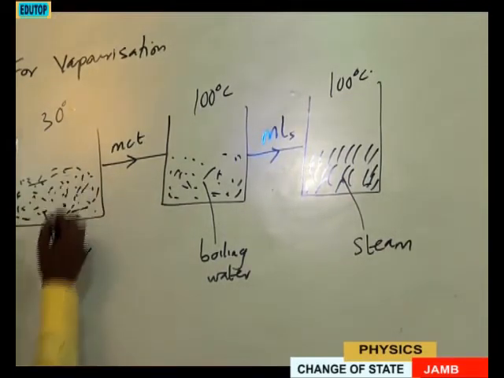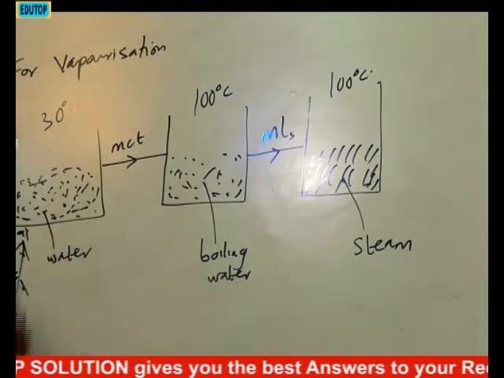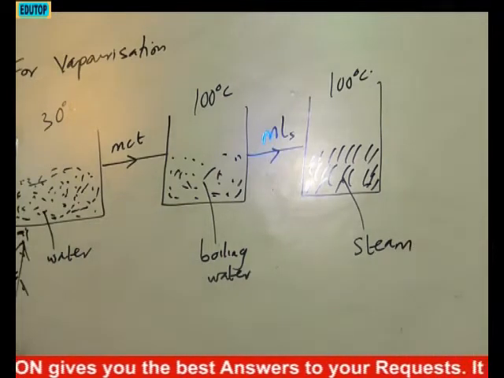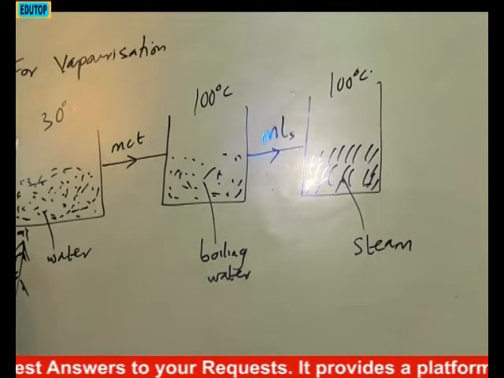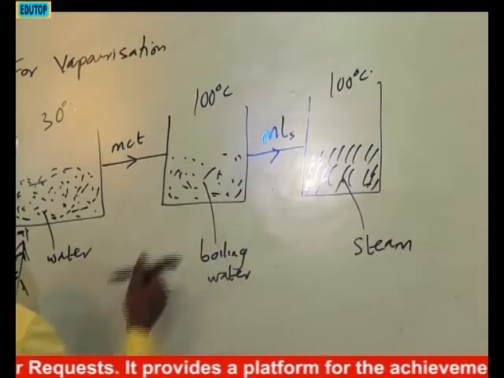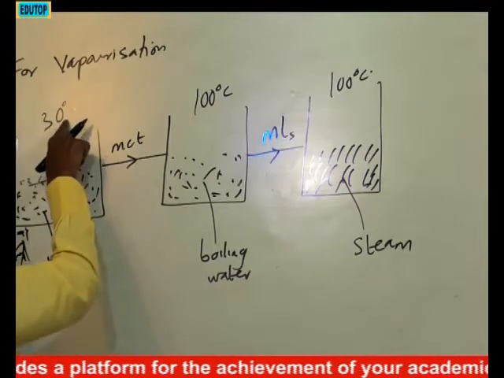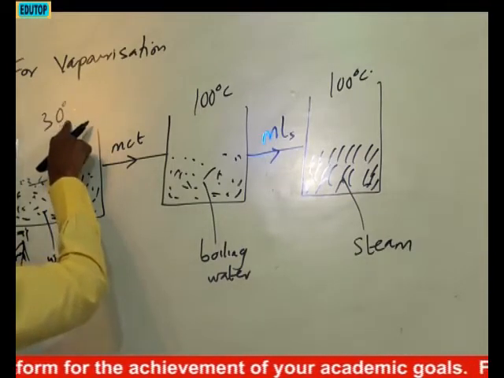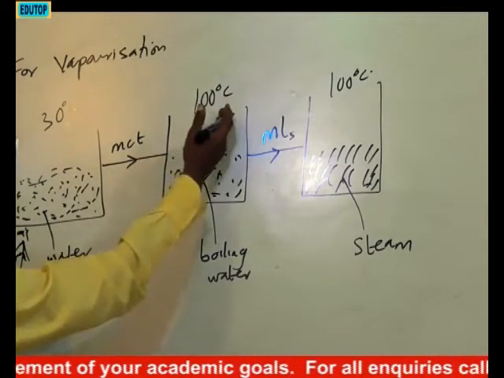Let us assume we suspend this water under a source of heat. The water begins to boil. Before we know it, the water will start boiling, and by the time the water is boiling, the temperature will change from 30 degrees. Let's say, for example, it gets to 100 degrees Celsius.